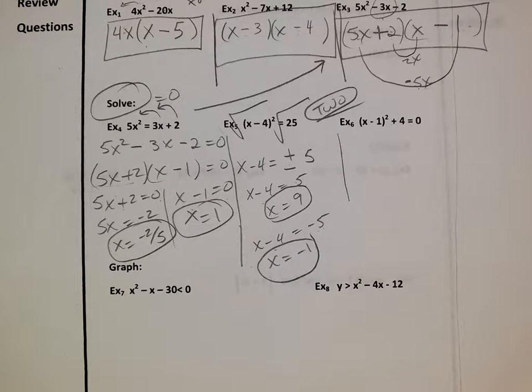How am I doing? Am I going too fast or am I okay? Everybody okay? Yeah. Okay. All right, example 6.